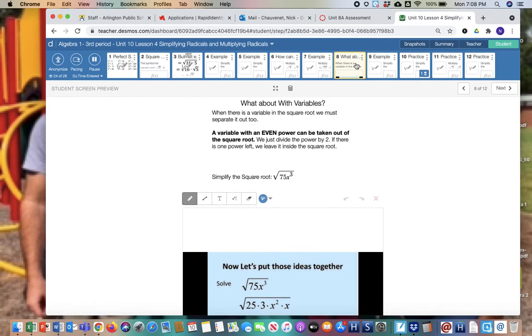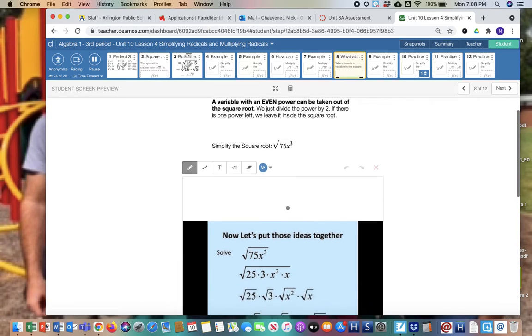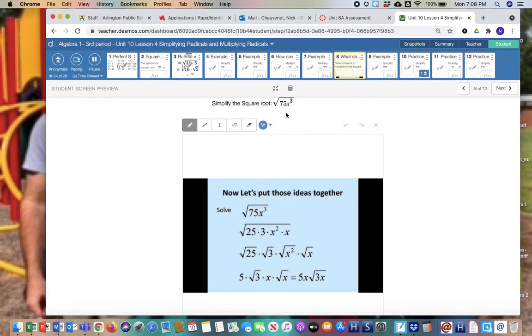Okay, so what happens lastly when there's a variable? So with a variable, we're basically trying to break that down with sets of 2. So we divide the power by 2. If there's 1 power left, we leave it inside the square root. So notice this pre-done example, square root of 75x to the third. Well, I'd still break down the 75. I need a perfect square, and the one that works is 25. So you do 25 times 3. What is the square root of 25? It's 5, and then the 3 stays inside.